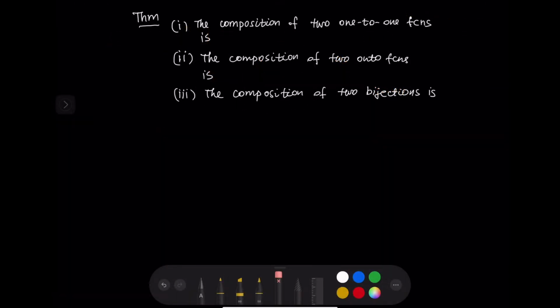So let us discuss properties of the composition of functions. So it turns out that the composition of two one-to-one functions is one-to-one. The composition of two onto functions is onto. And the composition of two bijections is a bijection. So by the way, we discussed one-to-one, onto functions and bijections in a separate video, which is linked in the description to this video.